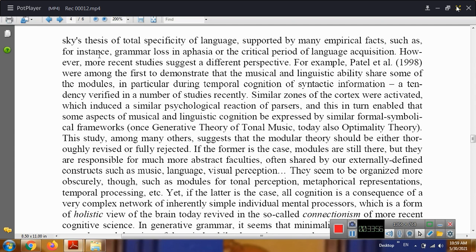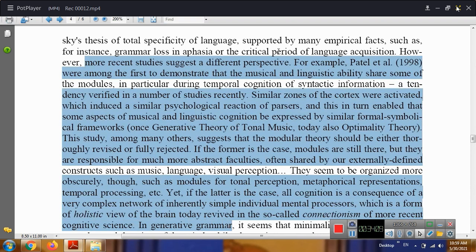Chomsky's thesis of the total specificity of language is supported by many empirical facts, such as, for instance, grammar loss in aphasia or the critical period of language acquisition. However, more recent studies suggest a different perspective. For example, Patel et al.